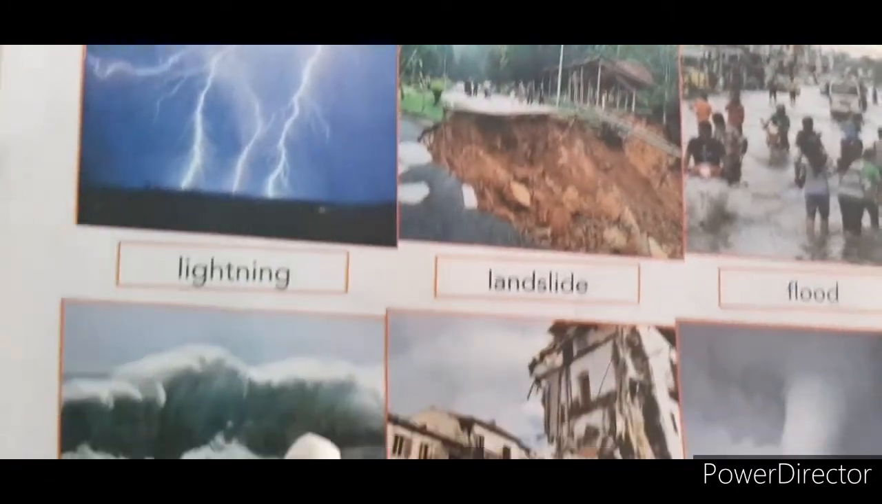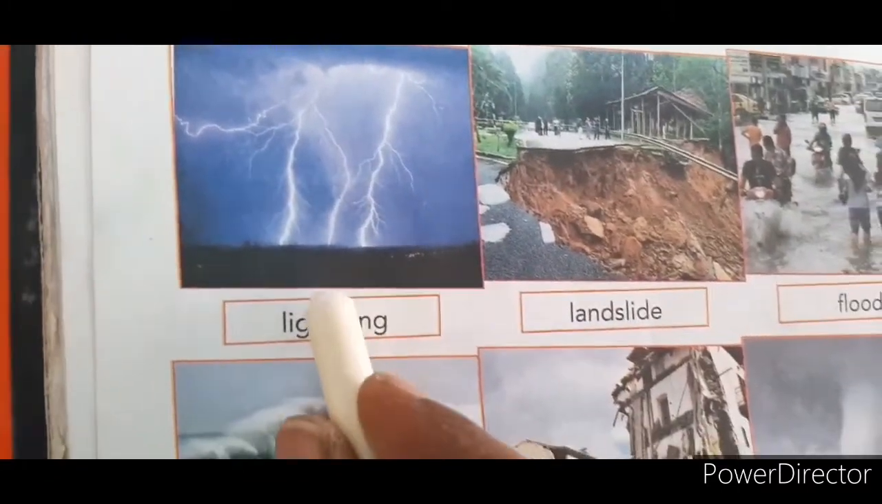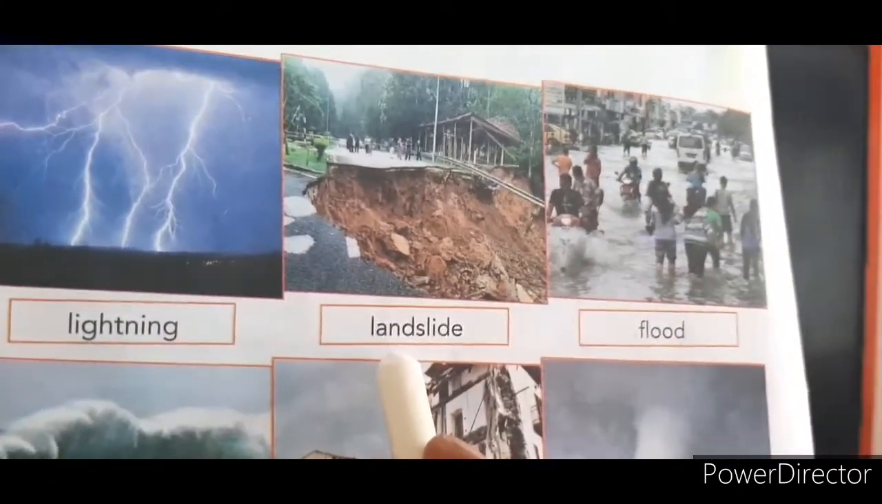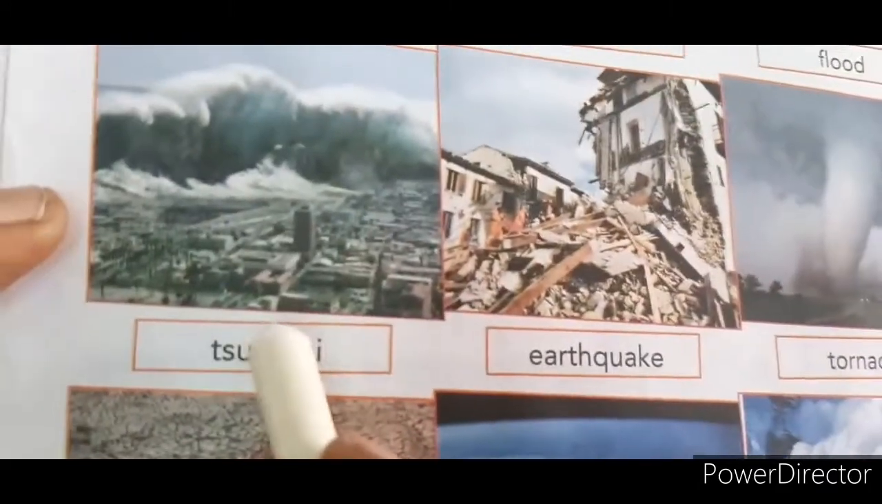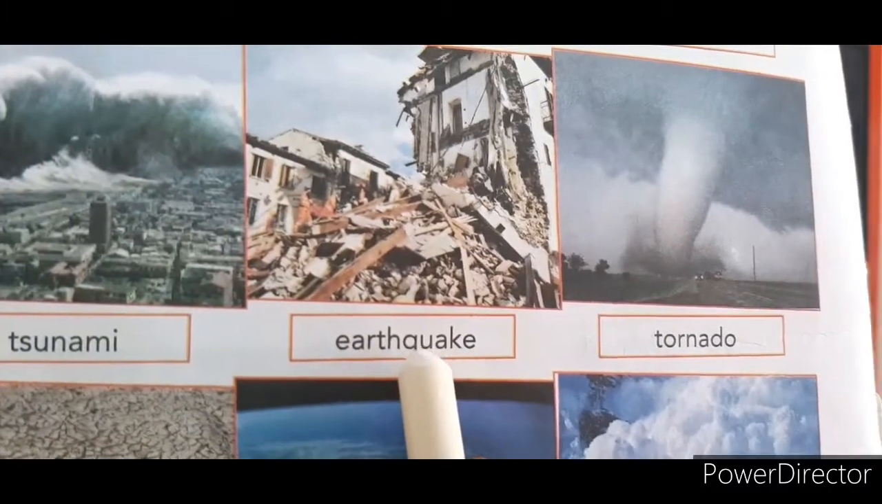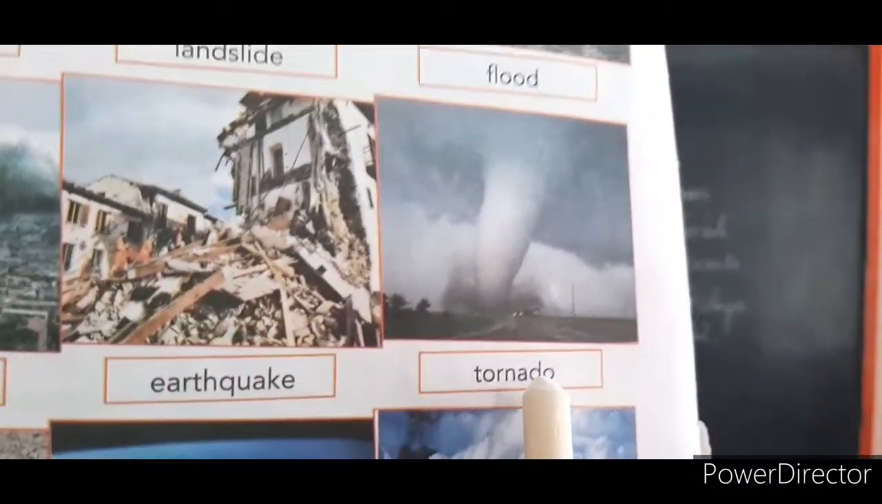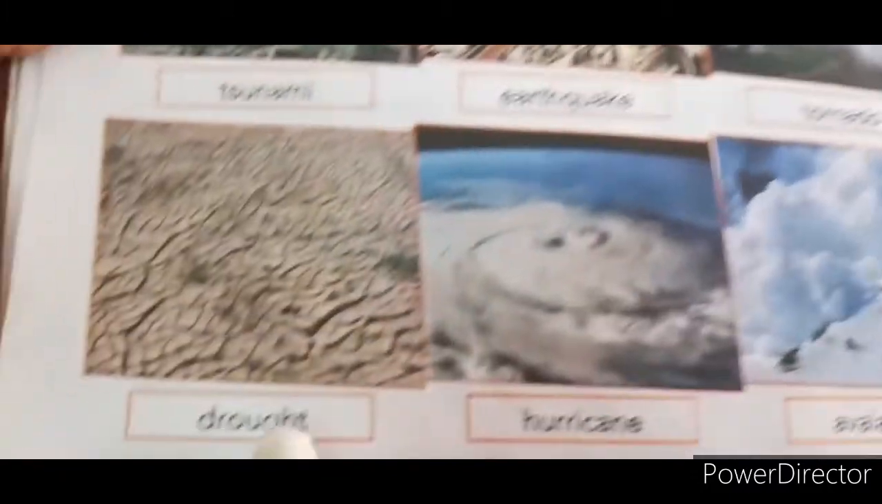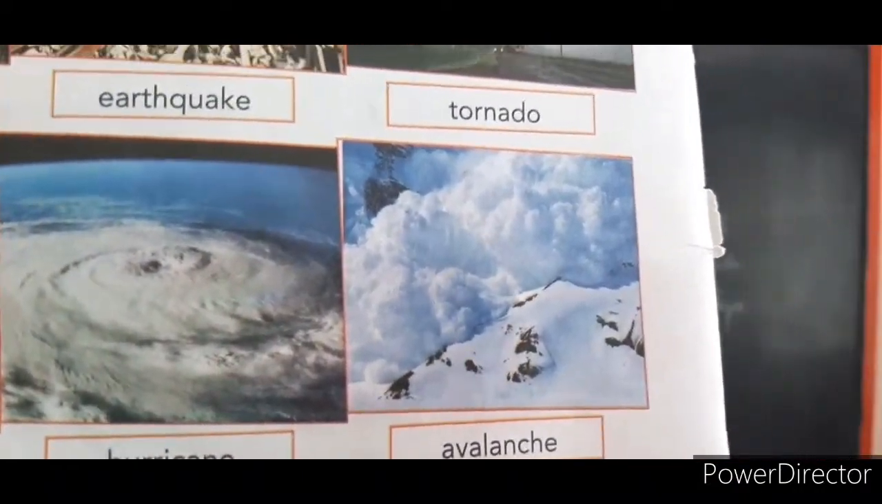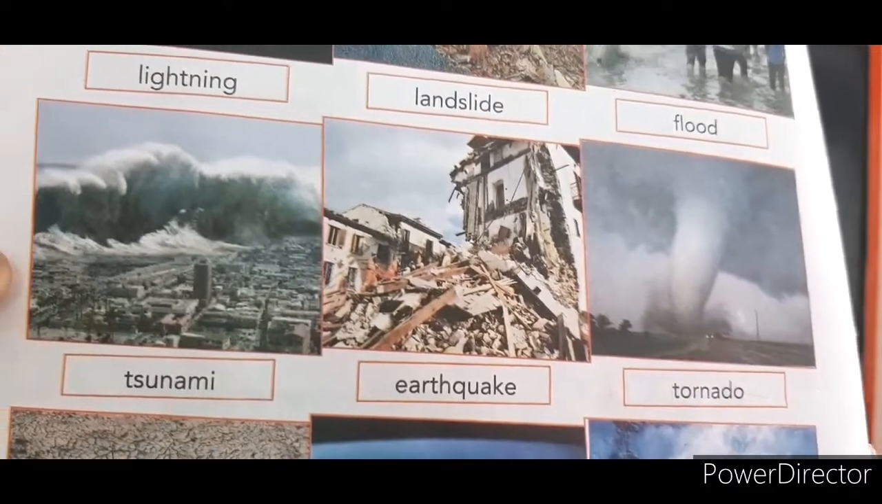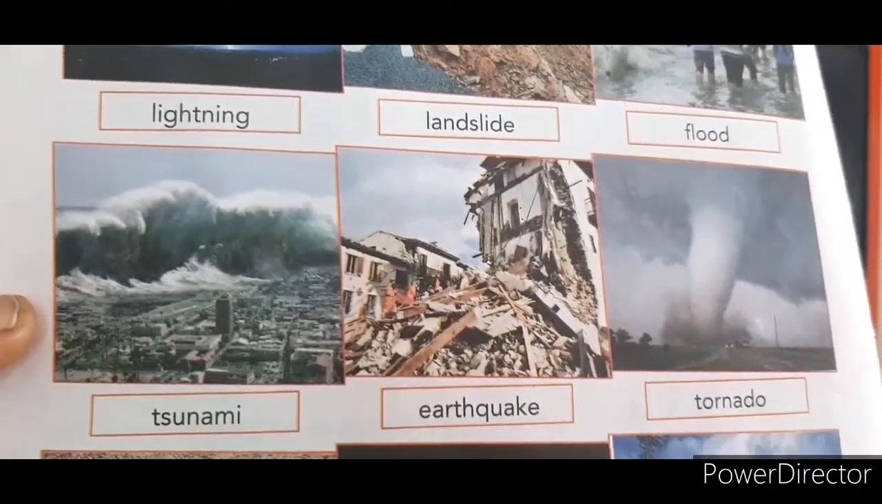Natural disaster, lightning, landslide, flood, tsunami, earthquake, tornado, drought, hurricane, avalanches. These are some of the natural disasters.